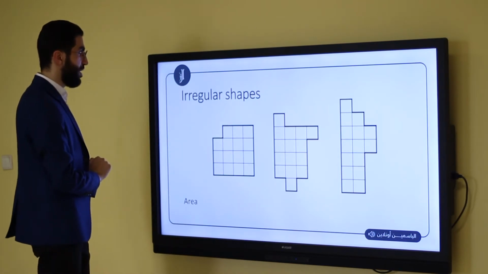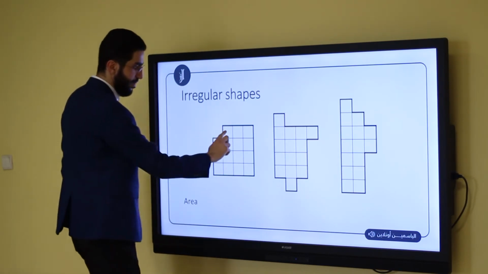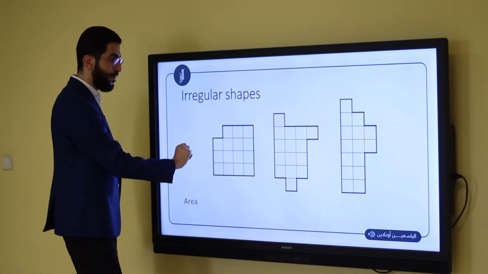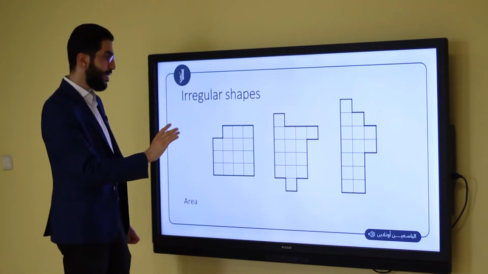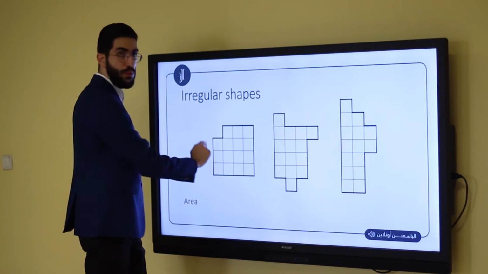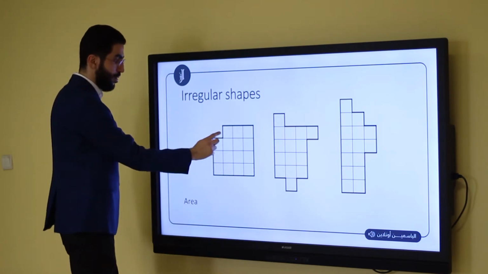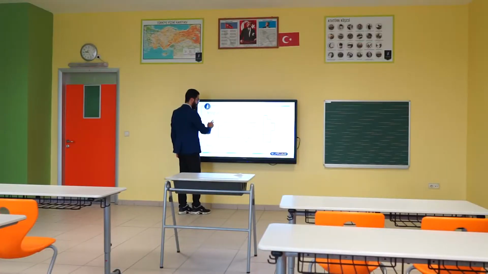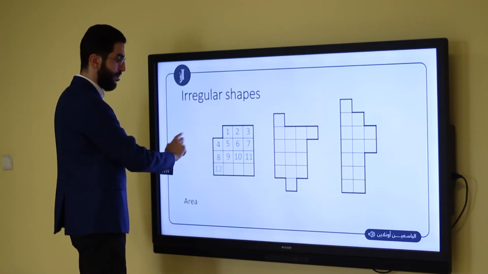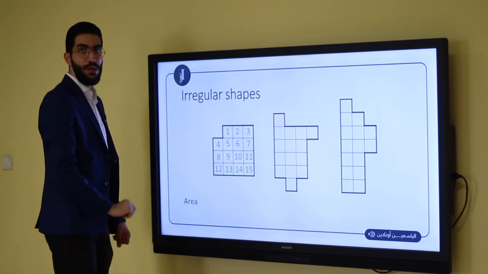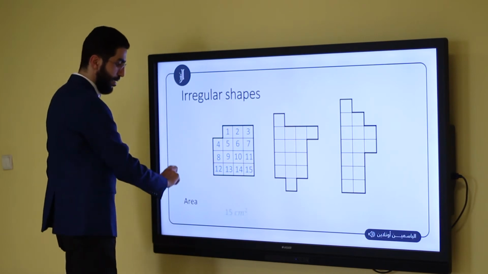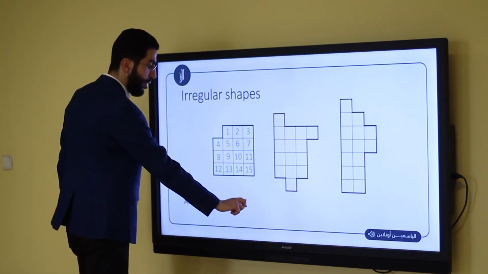For irregular shapes, as we said, the area is the space inside, the inside space, okay? So the only thing we need to do for irregular shapes is count how many squares we have. For example, did you see here, it's, as we said, centimeter squares? So this is 1, 2, 3, 4, 5, 6, 7, 8, 9, 10, 11, 12, 13, 14, 15, okay? So here we have 15 squares. So the area for this shape should be 15 centimeter squared.